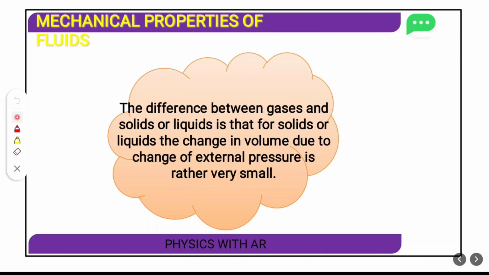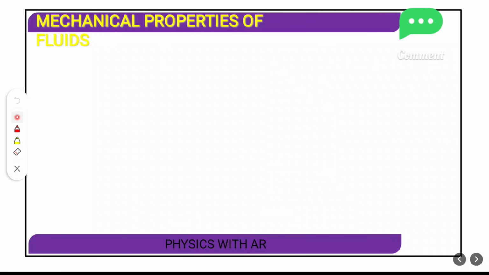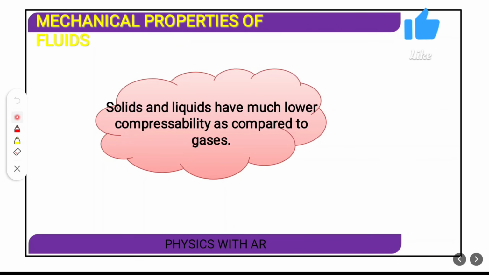The difference between gases and solids or liquids is that for solids or liquids, the change in volume due to the change of external pressure is very small when compared to gases. Gases can be compressed more when compared to liquids and solids. So solids and liquids have much lower compressibility when compared to gases.